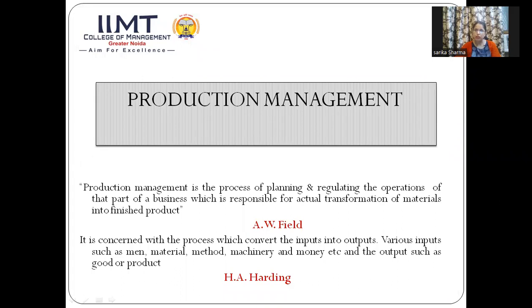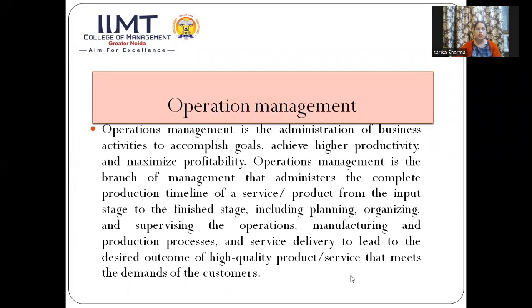The 5M of management, or 5M of production, are man, material, method, machinery, and money. So these are the factors of production. According to AW Harding, this is the definition of production management. Now, what is operation management?